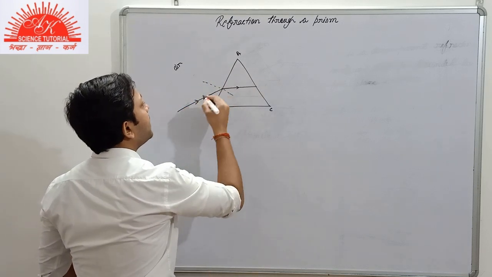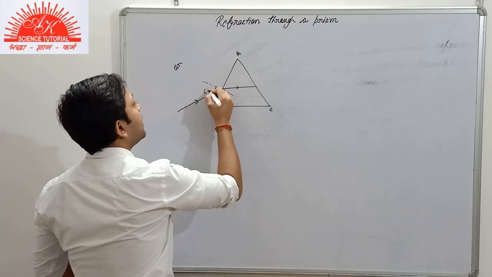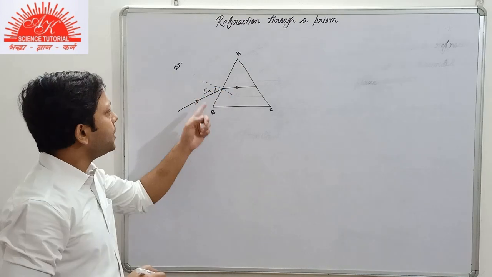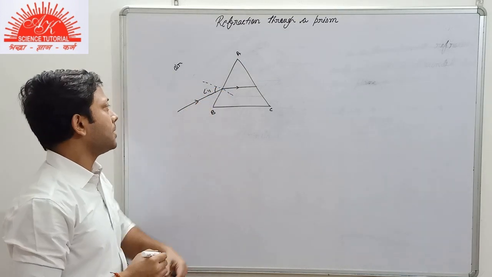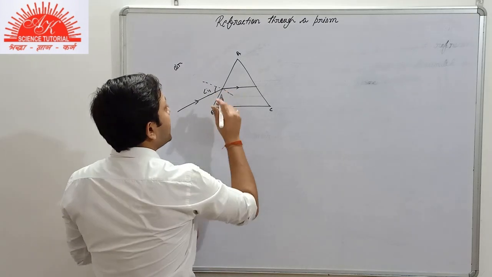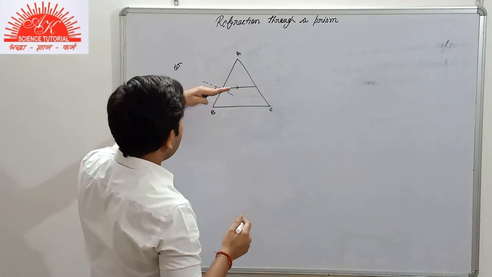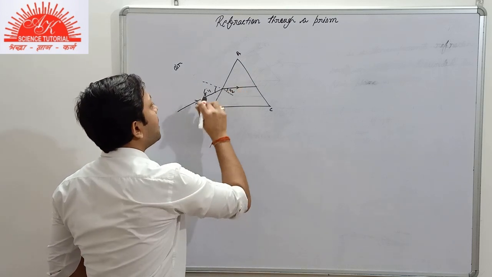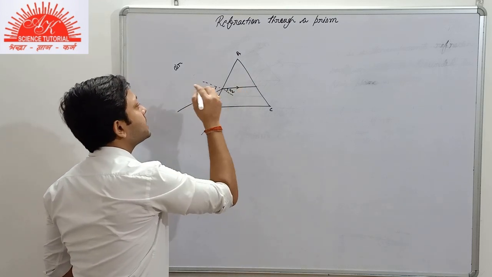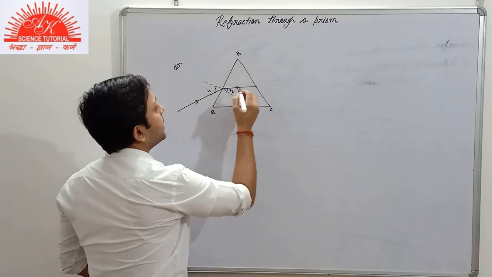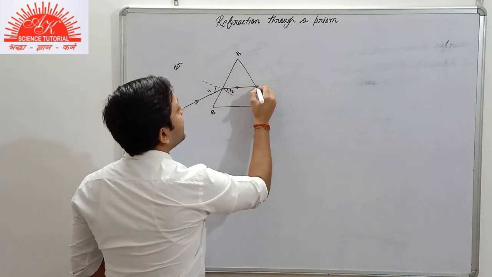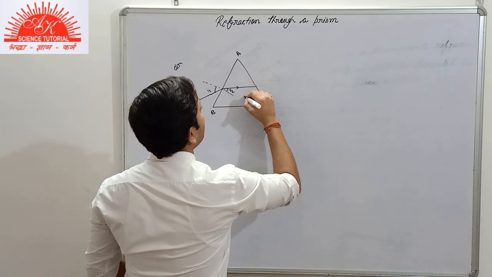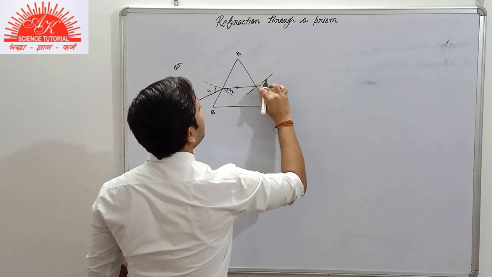This is our incident ray, so this will be our angle of incidence. We denote it by the symbol I1, and this is our normal and this is the refracted ray. So this angle must be the angle R2. So this is I1, this is R2, and as you can see, the light ray again strikes the surface. Again we draw the normal here.